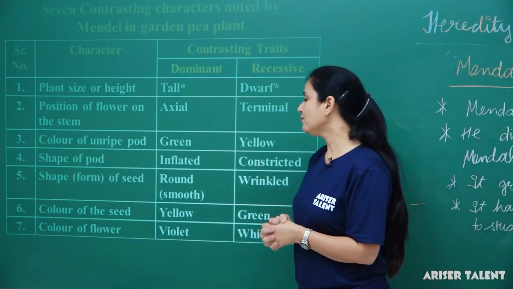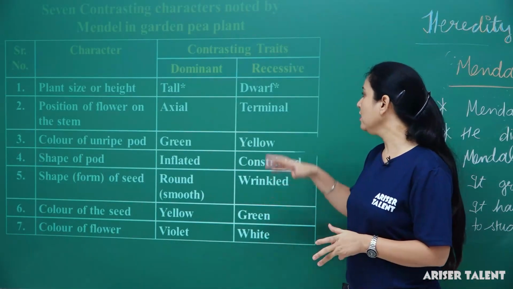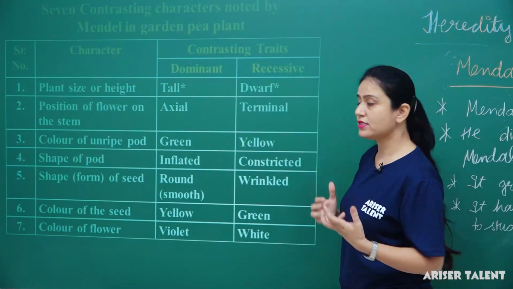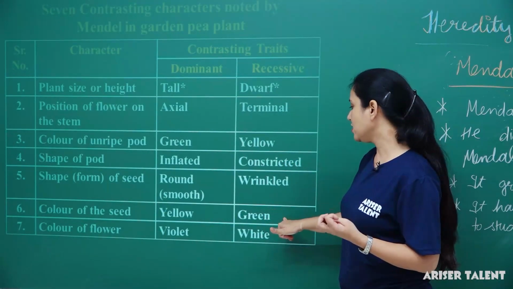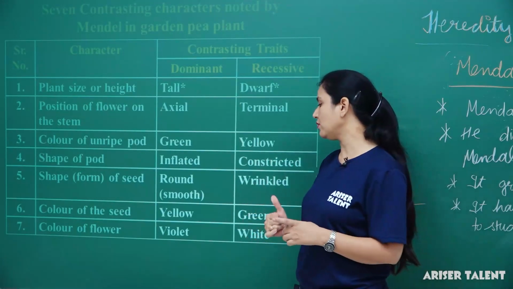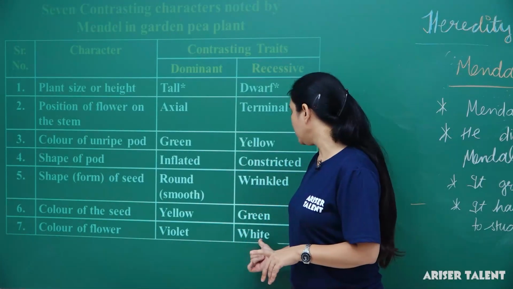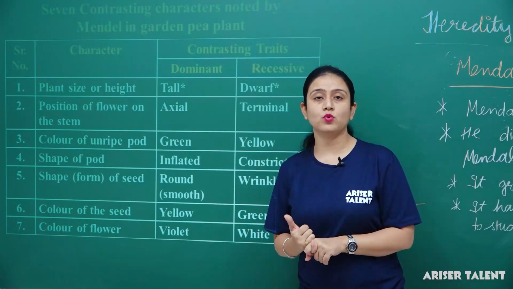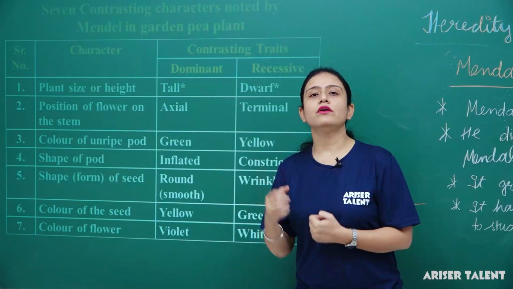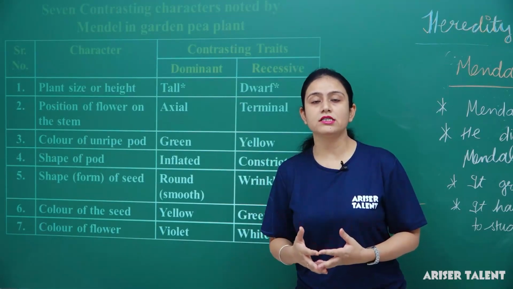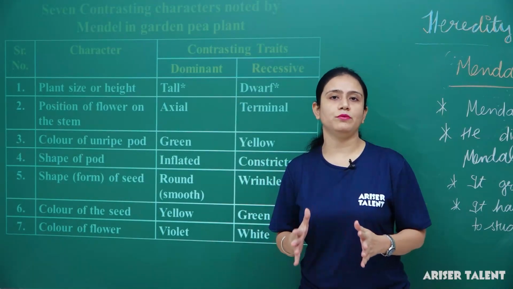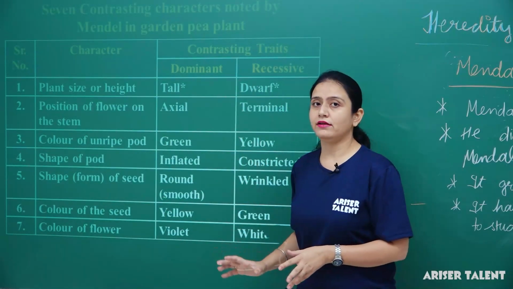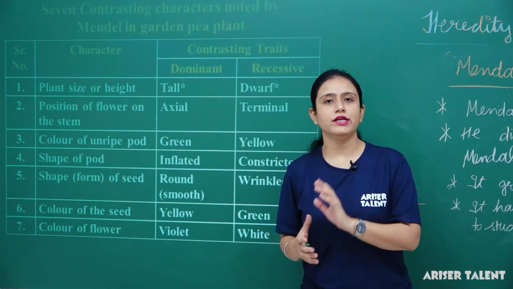Color of the seed was yellow, and in the other plant which he took, the dwarf, the recessive, the seed color was green. Color of flower was violet, and here the color was white. So these were the 7 contrasting characters. What are contrasting characters? Contrasting characters means the characters which always appear in two opposing conditions. So these were the contrasting characters which he chose for his experiments.